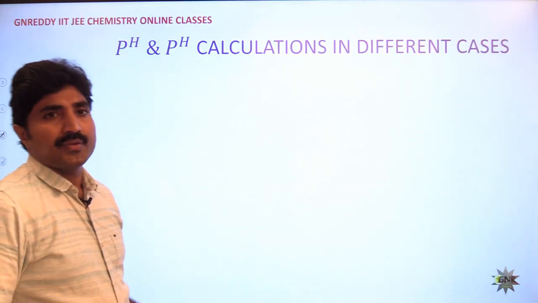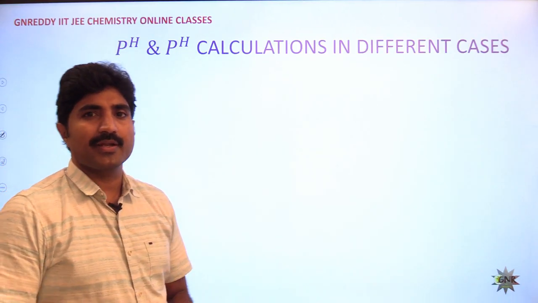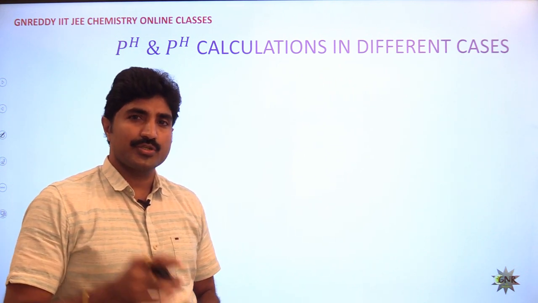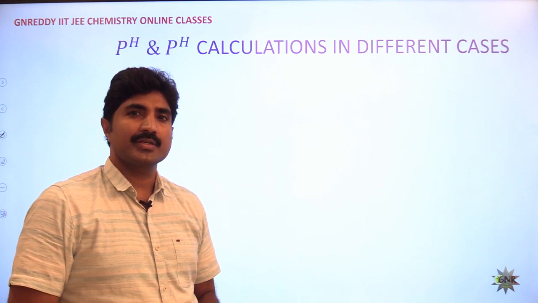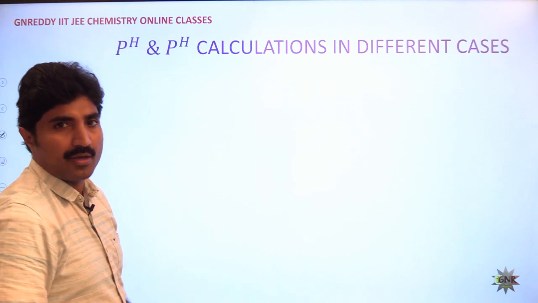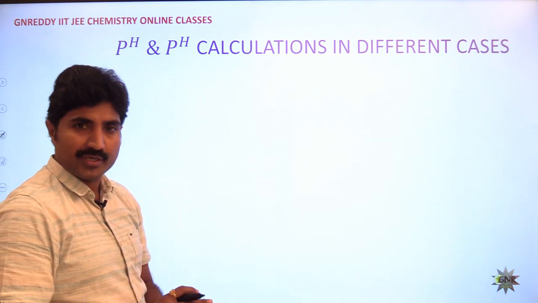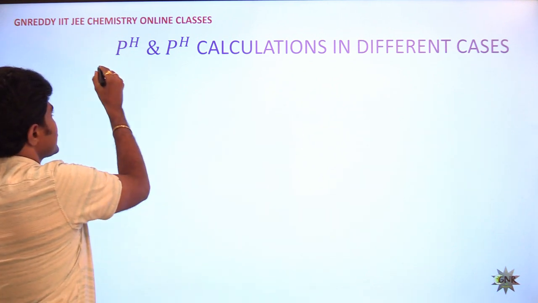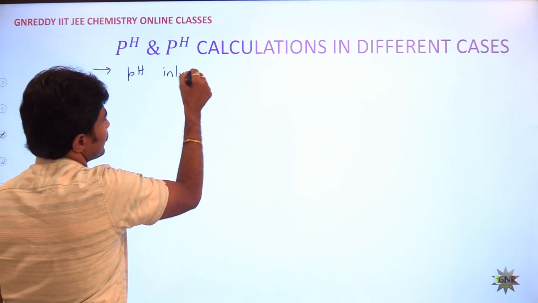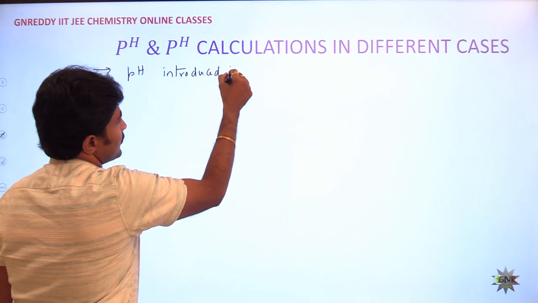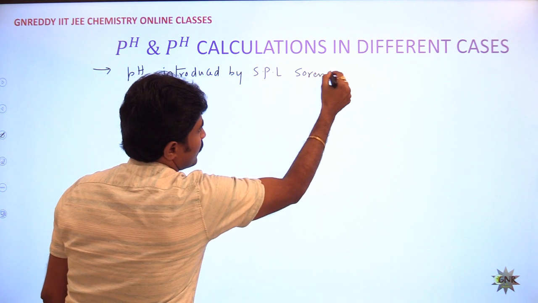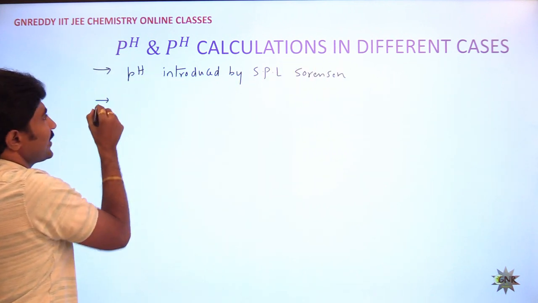In this session, I am going to explain pH calculations at the various stages during the addition of burette reagent in the titrations. For that, first see what pH is, how to calculate pH, and what the different cases are. Look at this one here. The pH concept was introduced by S.P.L. Sorensen. And how is this pH calculated?